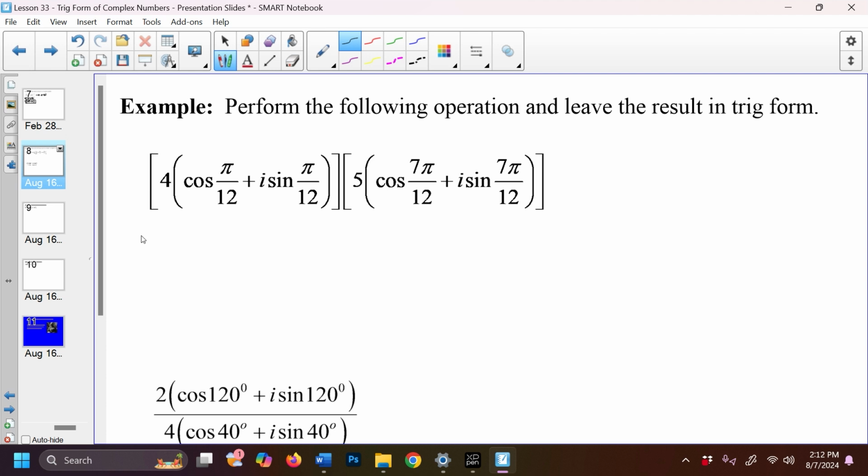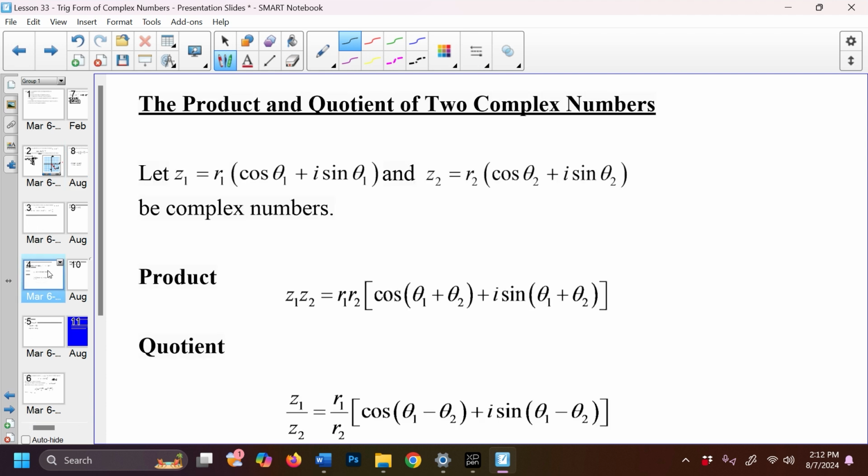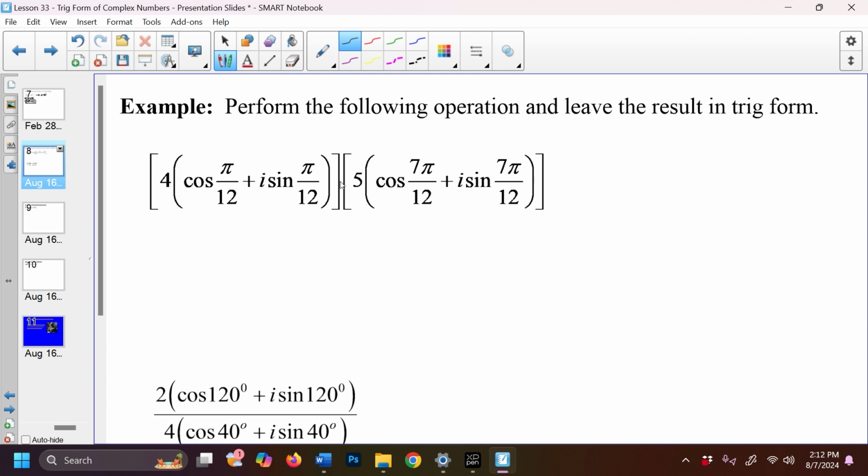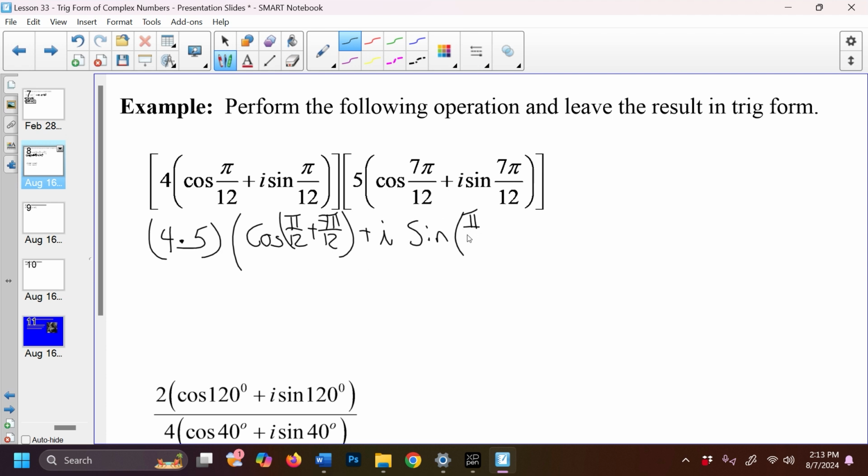All right. We have 2 examples here where it asks us to do a multiplication and a division. So we will relate back to the rules that tell us how to multiply. If I am multiplying 2 complex numbers in trigonometric form, I'm going to multiply the moduli, and then I will add the arguments. So I'm going to multiply the moduli: 4 times 5, and then the cosine of pi over 12 plus 7 pi over 12, plus i sine of pi over 12 plus 7 pi over 12.